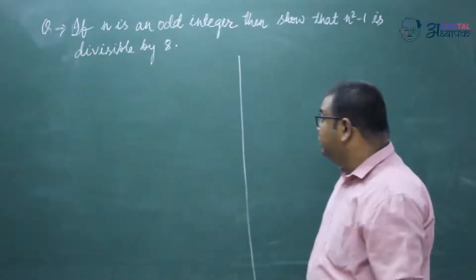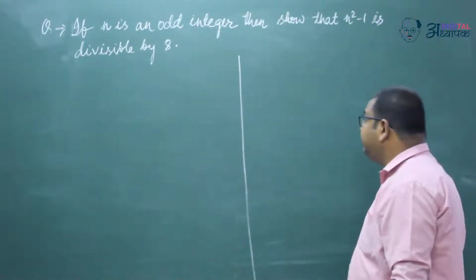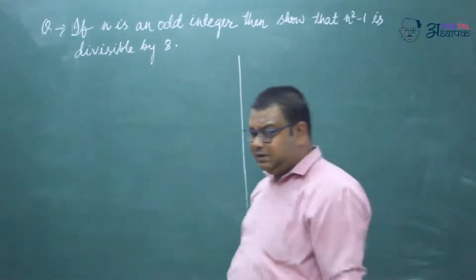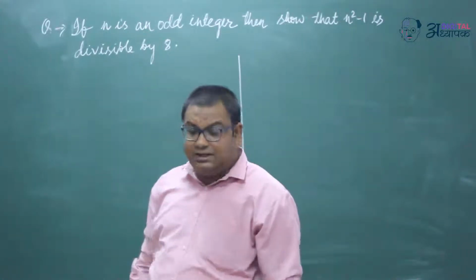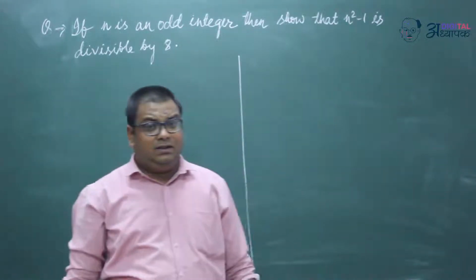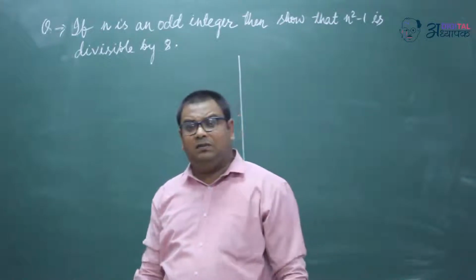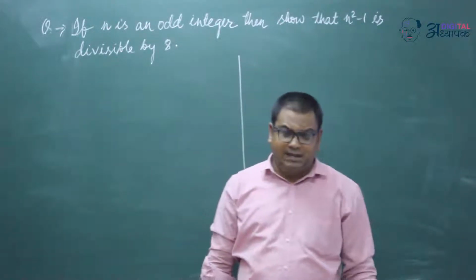As you can see, the question on the board is, if n is an odd integer, then show that n square minus 1 is divisible by 8. Let us understand the question very clearly. We have to take n in the expression of an odd integer and show that the expression minus 1 is divisible by 8, that is, in the form of 8m.